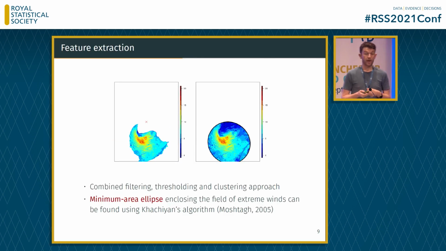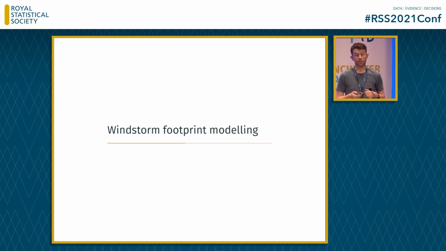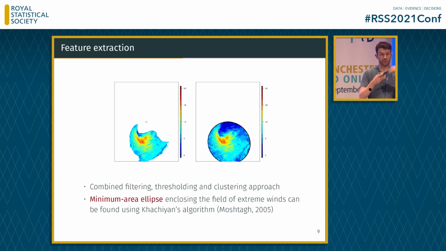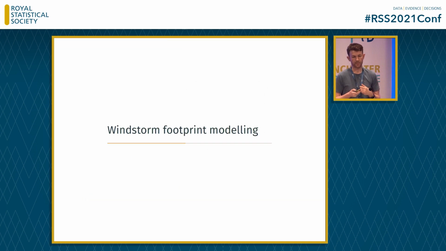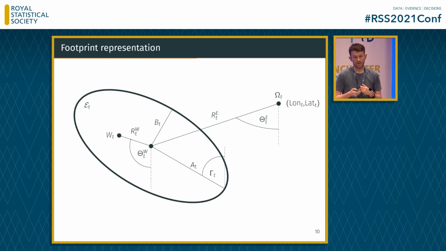So this object here on the right is what we refer to from here on as the windstorm footprint. It consists of both the shape of the ellipse and also the distribution of wind speeds within that ellipse. These are the parameters of the ellipse that we're ultimately interested in, because we're interested in modeling the spatial extent of these fields, but we're also interested in modeling the severity as well.